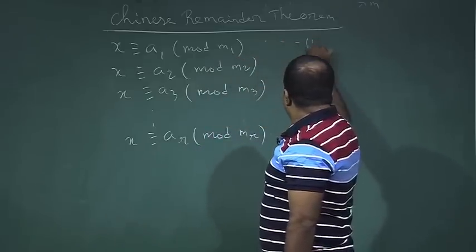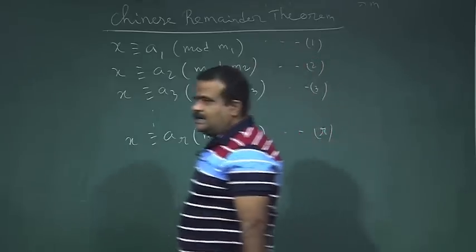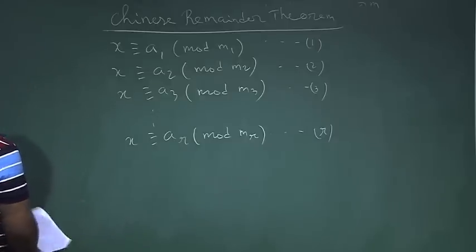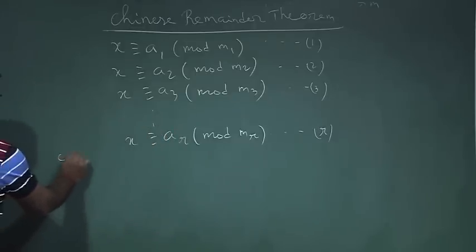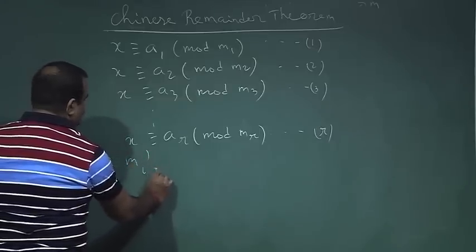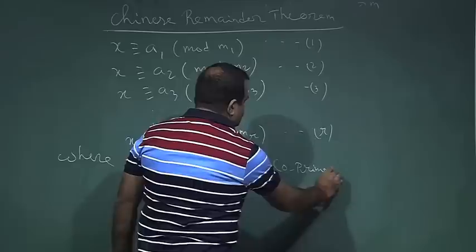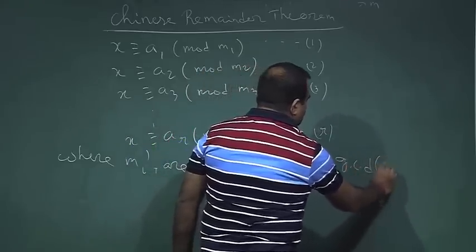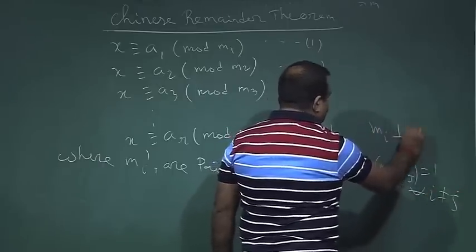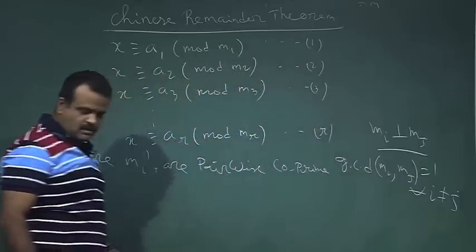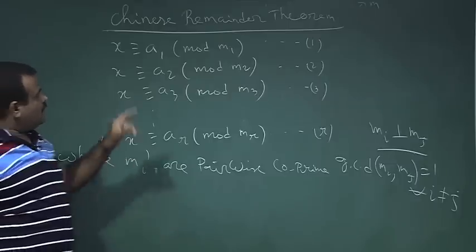So, suppose there are r equations in the system, a system of modular equations, and here we have some conditions on the m's. The m i's are pairwise coprime. That means GCD of m i and m j is 1 for all i not equal to j. So, m i is coprime with m j for i not equal to j. That condition must be there for this system to have a solution. Not only a solution, it will have a unique solution under mod of this product.